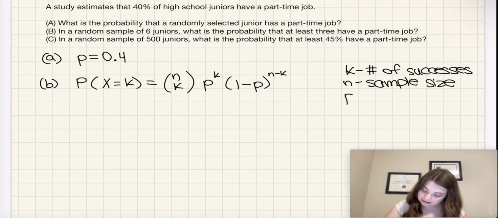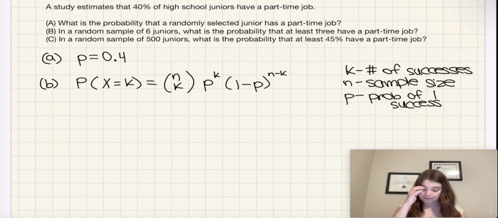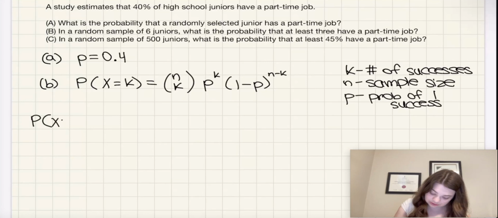And then p is the probability of 1 success. So in this specific context, we're going to count a success as a junior who does have a part-time job, someone who's part of this 40%. Okay, so I'm going to find the probability that nobody in this 6-student group had a part-time job.